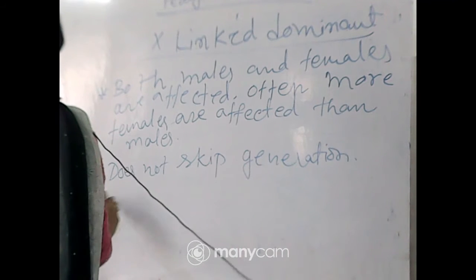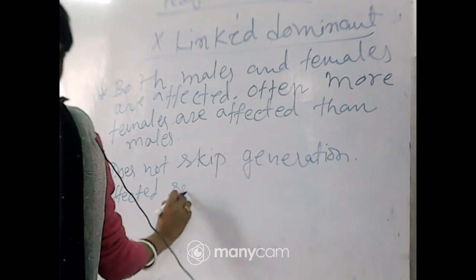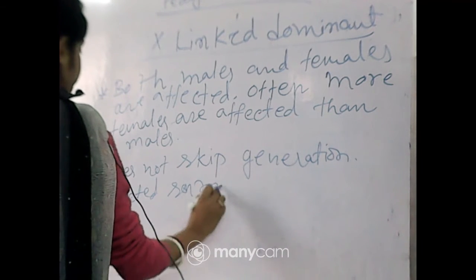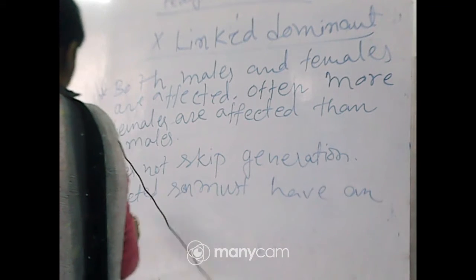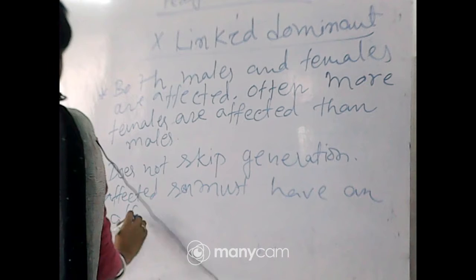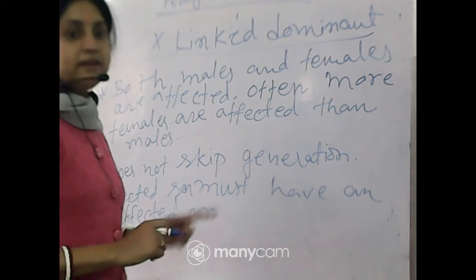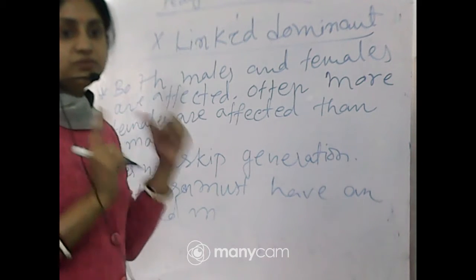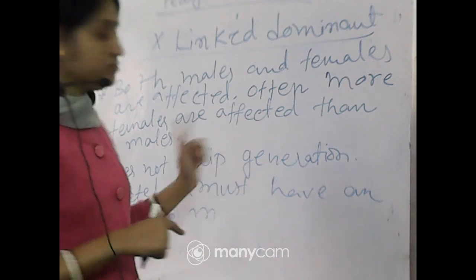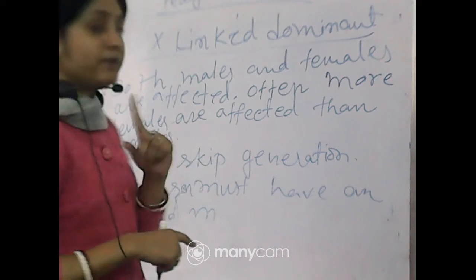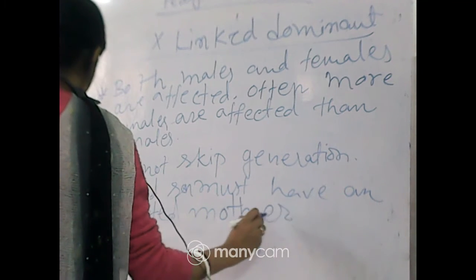Third one, an affected son must have an affected mother. I previously told you that the X-linked always follows the crisscross pattern, father to daughter, mother to son. So always the affected son has an affected mother, and an affected daughter has an affected father.